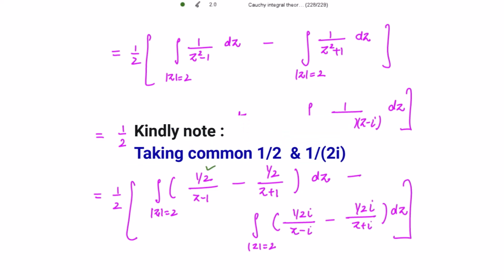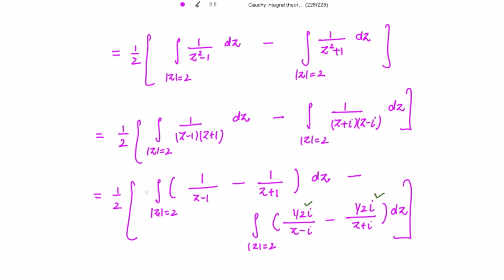Let's take 1/2 common from this bracket and also 1/(2 iota) common from this bracket. So I'm having 1 by 2 outside of this integral and here I'm having 1 divided by 2 iota. 2 iota is in the denominator, right? Let's multiply this 1/2 inside this bracket.